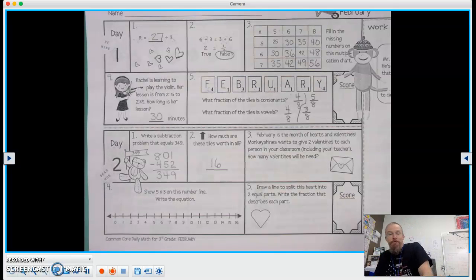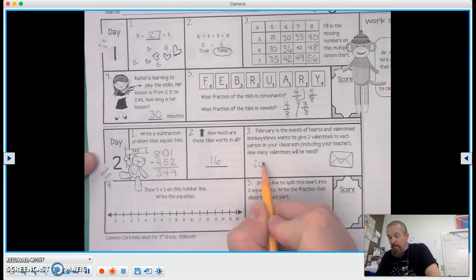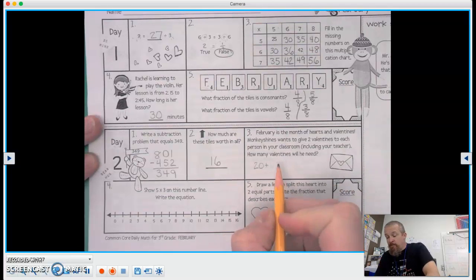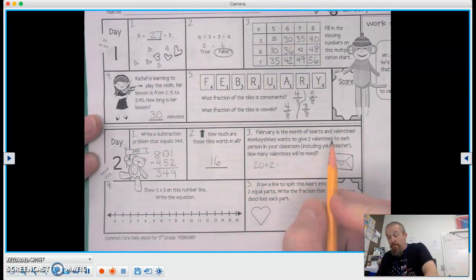Number 3, February is the month of hearts and valentines. Monkey Shines wants to give 2 valentines to each person in your classroom, including your teacher. How many valentines will he need? Okay, we have 20 kids in our class, plus 2 teachers equals 22.